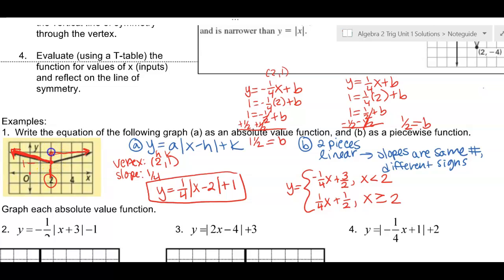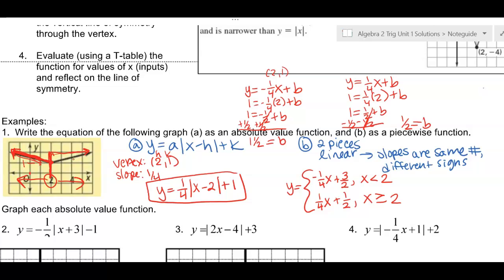So right here at 2 is where it kind of broke it into 2 functions. On this side would be where x is smaller than 2, so they went with this line. And on this side would be where x is bigger than 2, so they'd go with the other portion. Is that okay?